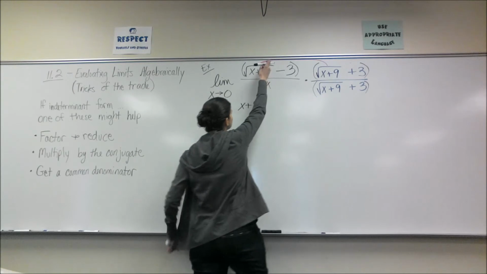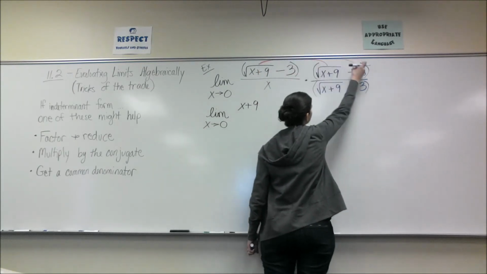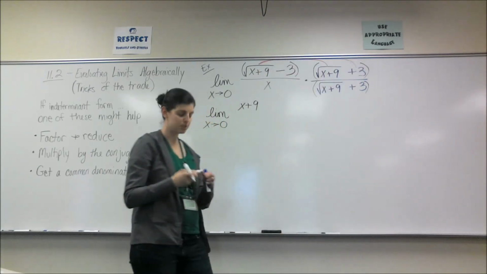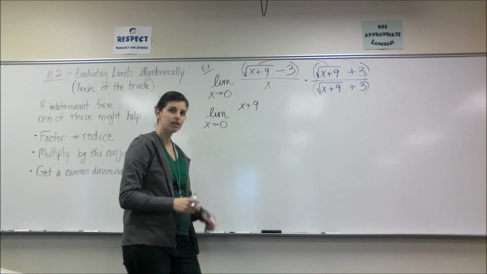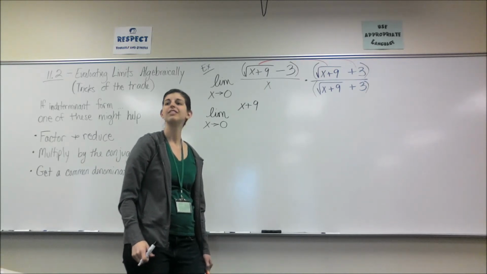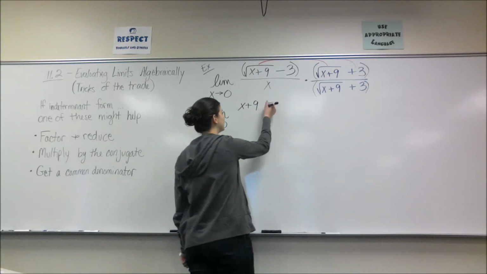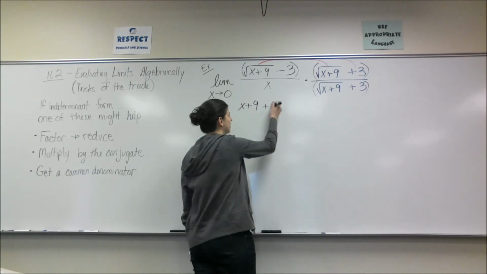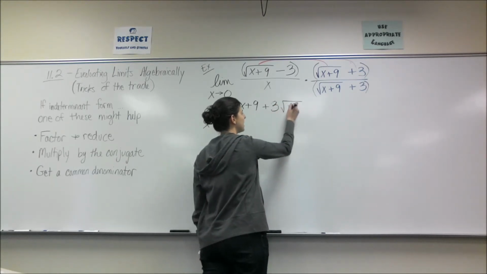Outsides. So the square root of x plus 9 times 3. What's the square root of x plus 9 times 3? 3 times the square root of x plus 9. Very good. 3 times the square root of x plus 9.